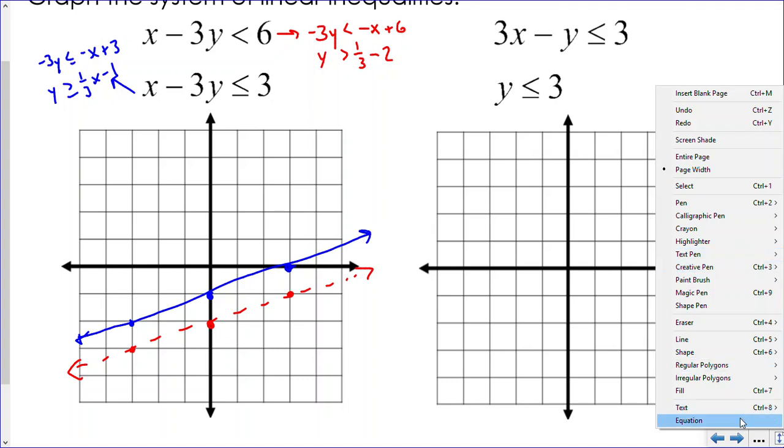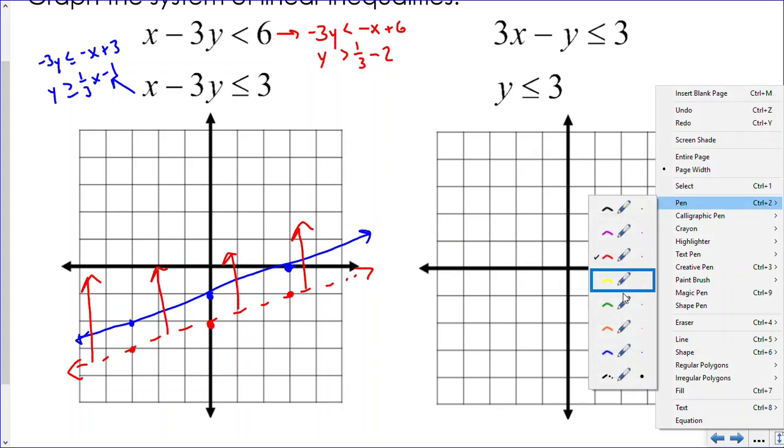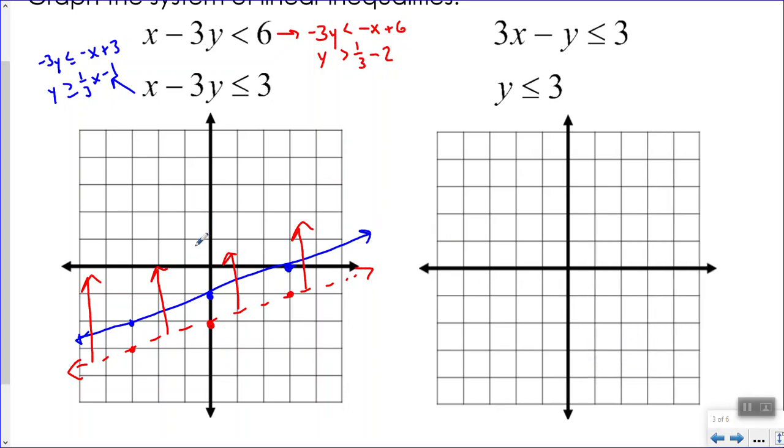But since we're dealing with linear inequalities, we have to check the shading. For this one, we want to shade everything above our red line. So I'm just going to draw some arrows to show where we would be shading there instead of trying to color the whole thing in. And for the blue inequality, since it was also greater than or equal to, we're going to shade up as well.